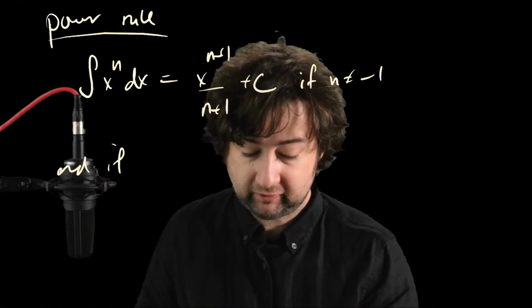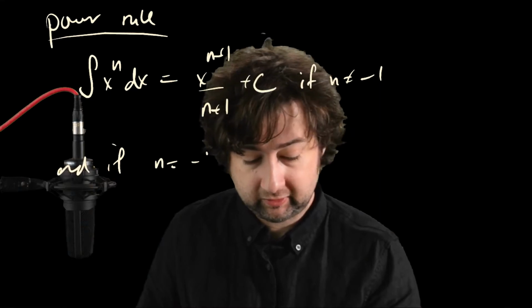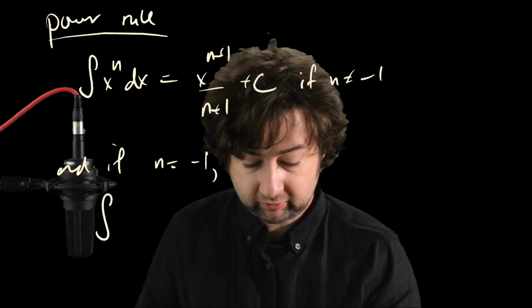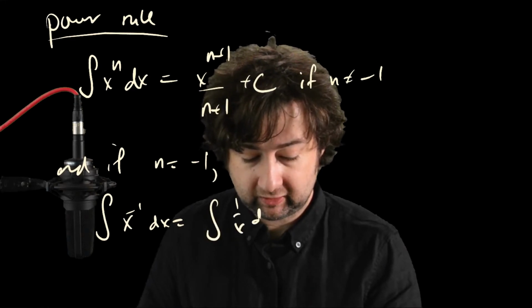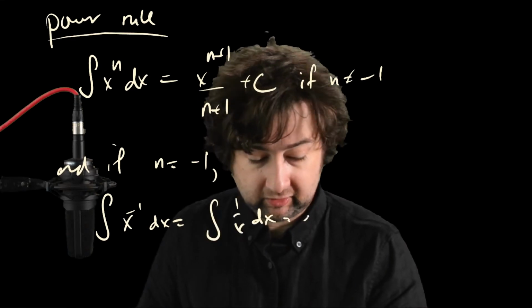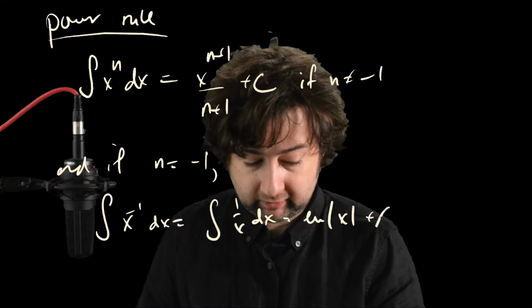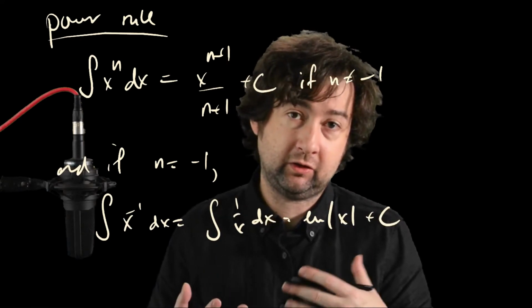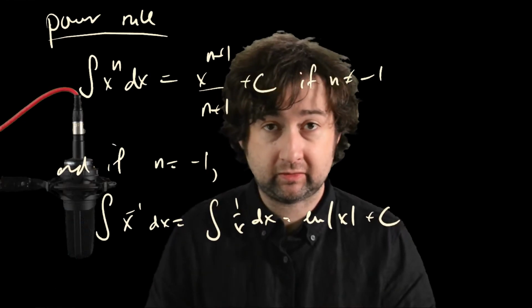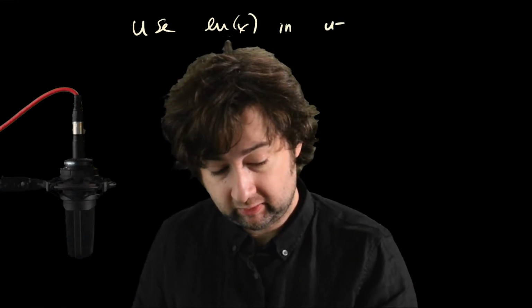And if n is equal to minus 1, then the integral of x to the minus 1 dx is the integral of 1 over x dx, which is equal to the natural log of the absolute value of x. Okay, so that finishes our ability to take integrals of polynomial-like objects. So what are some cute things that we can do with a natural log? Well, the first thing is we can use the natural log of x in u substitutions.